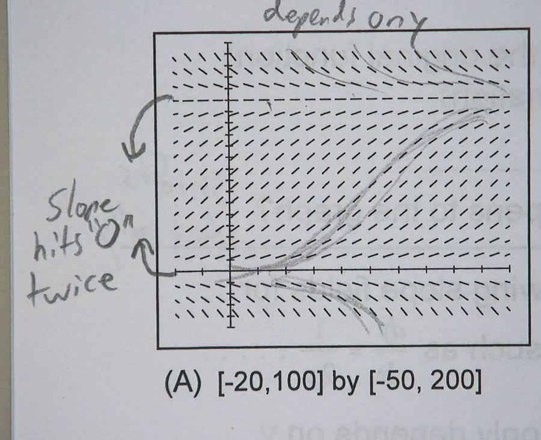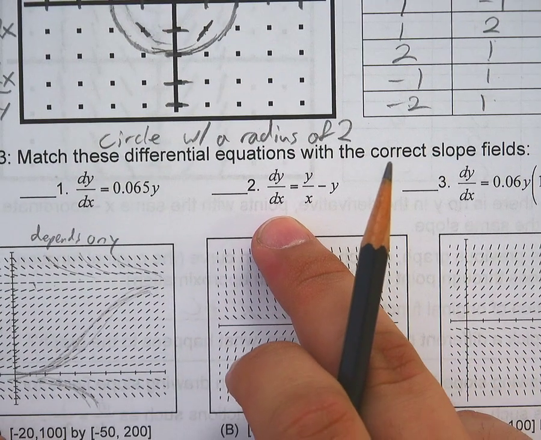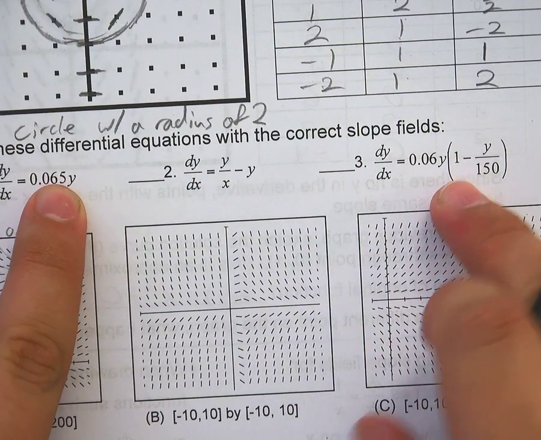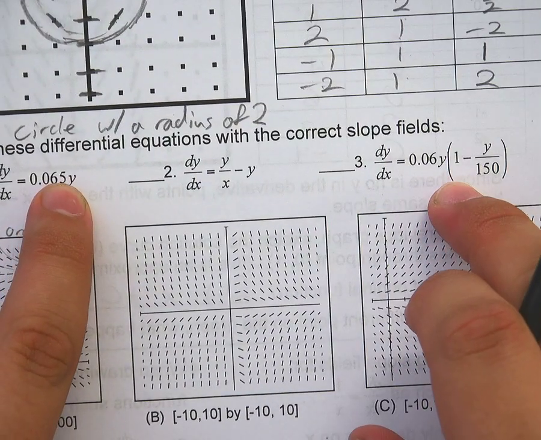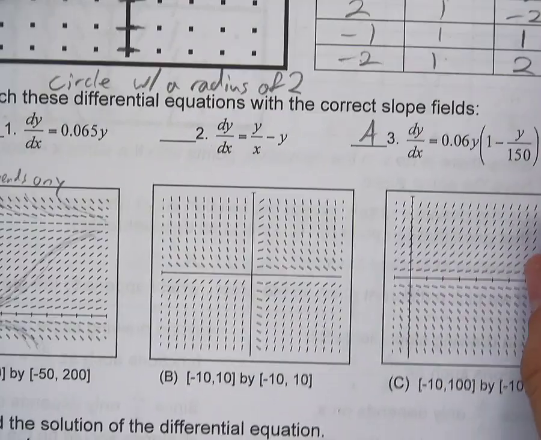It's 0 twice. Now if I look back at the equations, we already said it can't be 2 because they're all the same horizontally. This one only has 1 y, so that can't give me 2 zeros. This one has 2 y's, so it can give me 2 zeros. So 3 is A. Now let's look at this one.